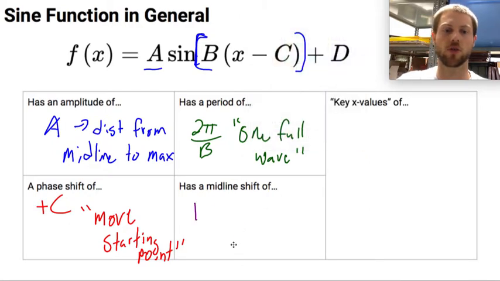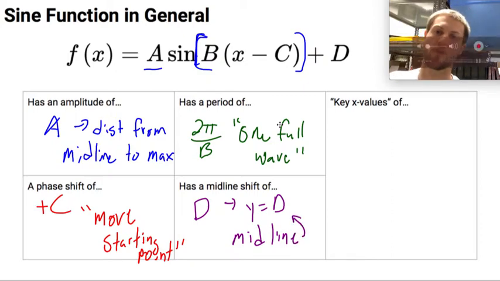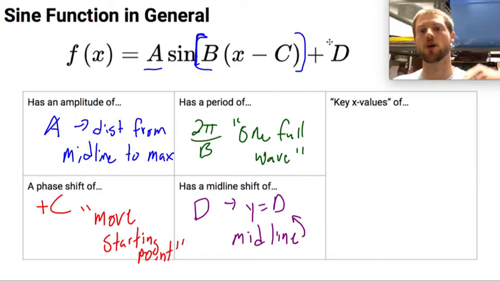Midline shift is equal to d. More specifically, that's y equals d. It gives you the midline equation. So that's pretty helpful. If I'm adding 3 on the outside, then my midline is y equals 3.